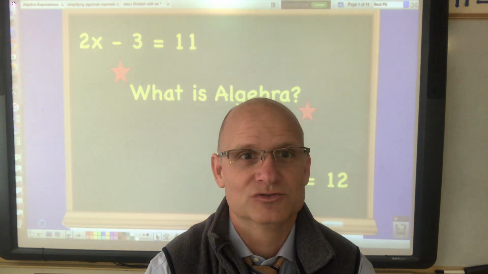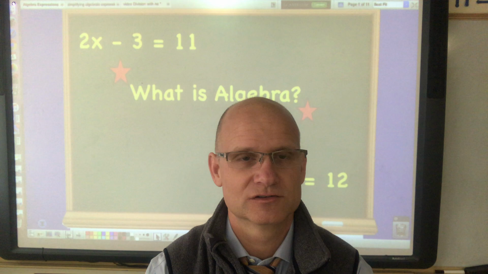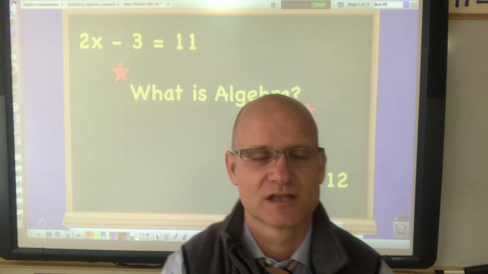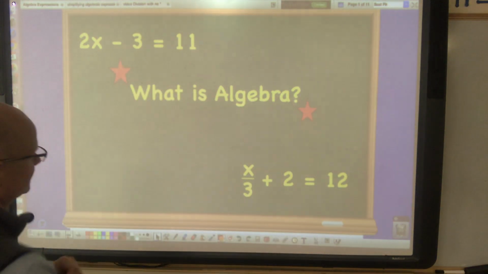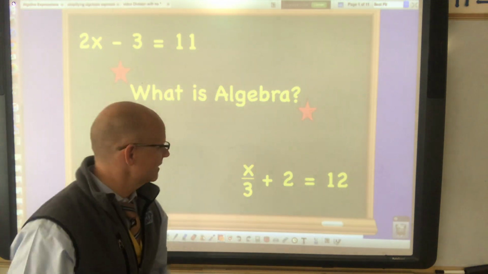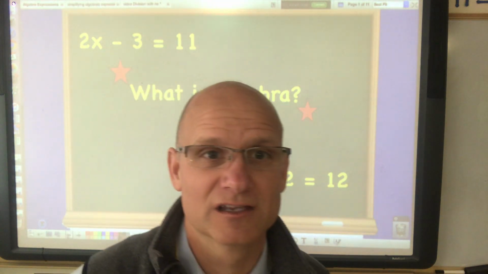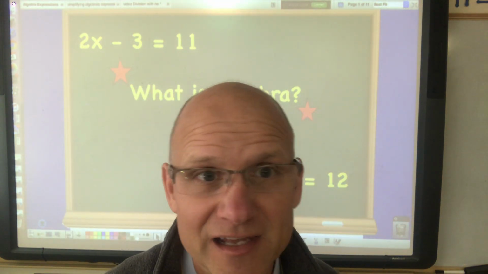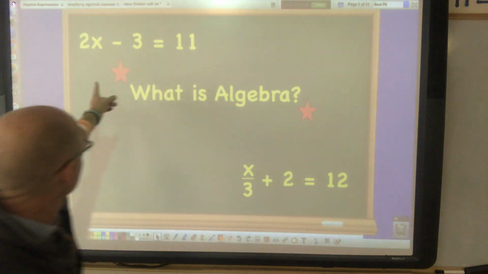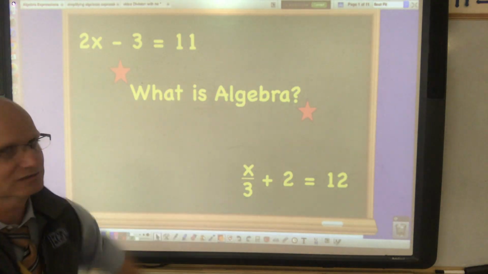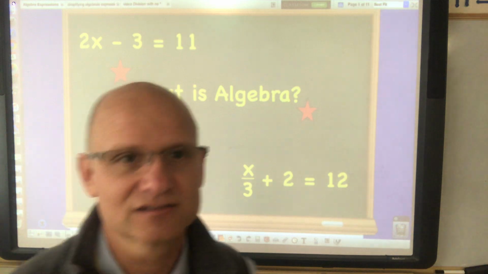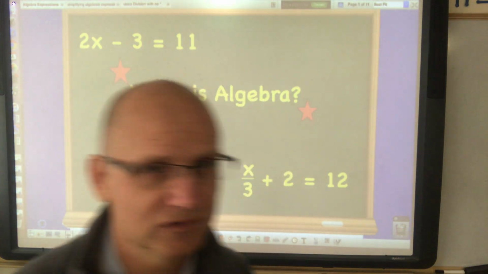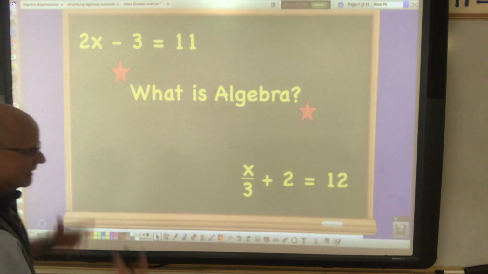It's on algebra. So get out your pen, get out your notes. Let's take some notes. Algebra. That's the topic today. When you think of algebra, you probably think of letters in a problem. For example, up here, this one says 2x minus 3 equals 11. Bottom right says x divided by 3 plus 2 is 12. So, yeah, that's what you think of.